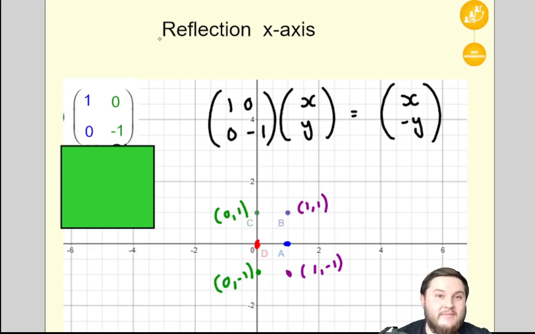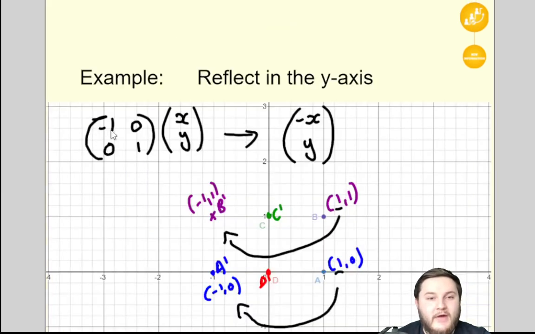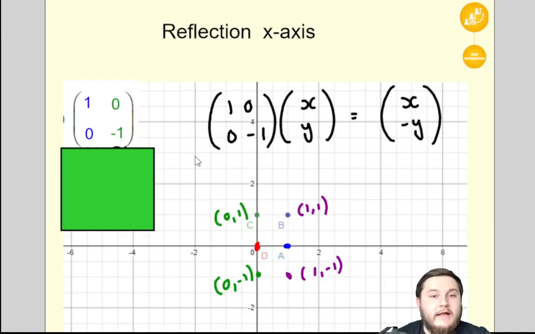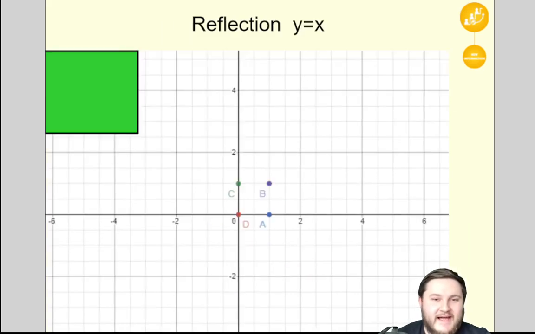Now you might notice immediately that a reflection in the y-axis and the x-axis are very similar, right? If we flip back, the y-axis was minus 1, 0, 0, 1, and in the x-axis it's 1, 0, 0, minus 1. So these two values have basically swapped over. And you'll see there that I did it earlier.